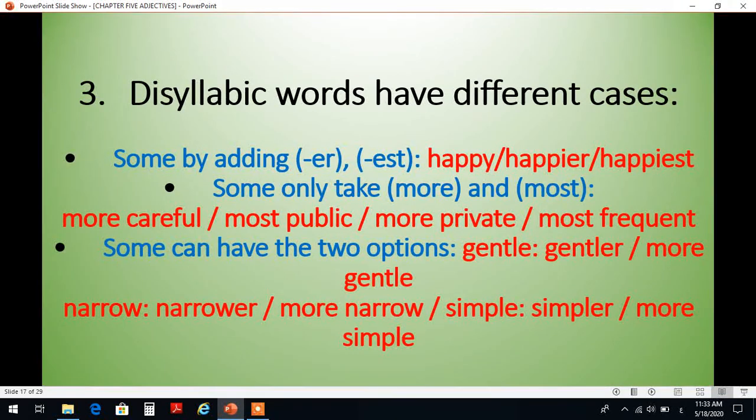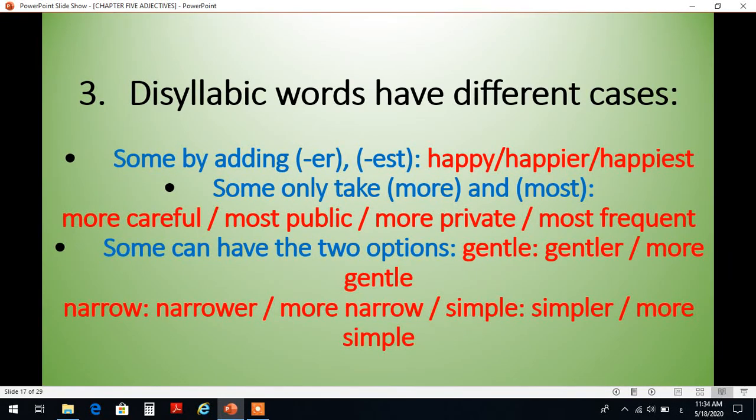Some only take more and most. بعض الصفات المكونة من مقطعين صوتيين لابد أن نستخدم معهما more and most. For example, we say more careful, most public, more private, most frequent.